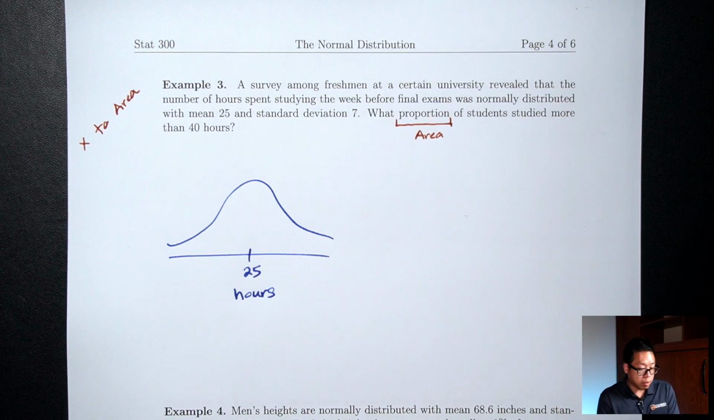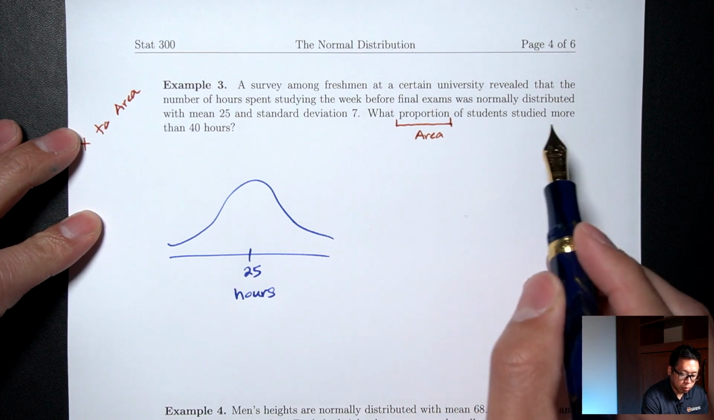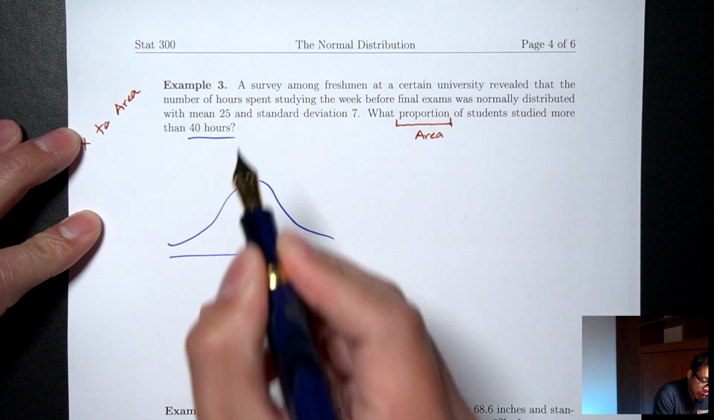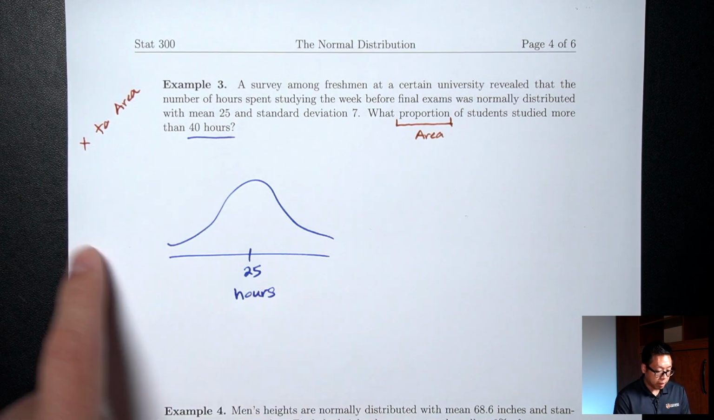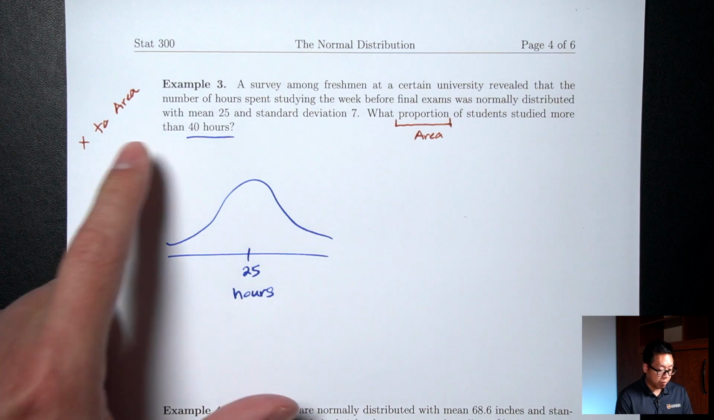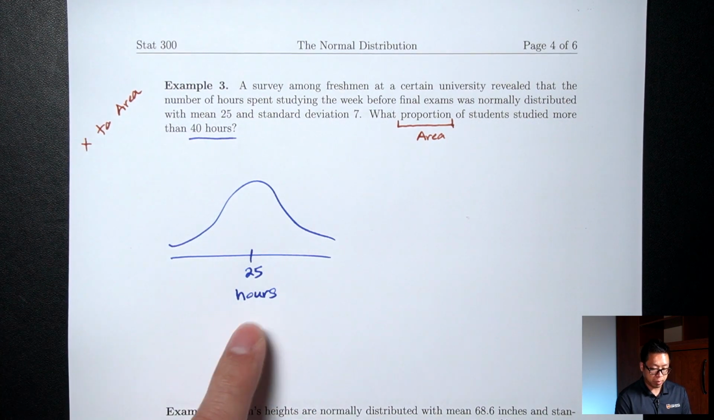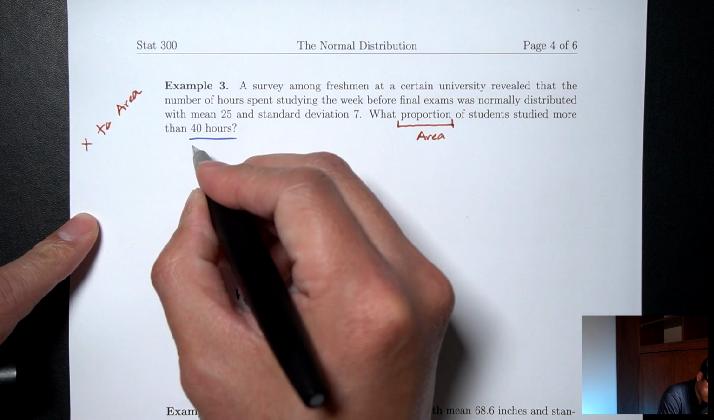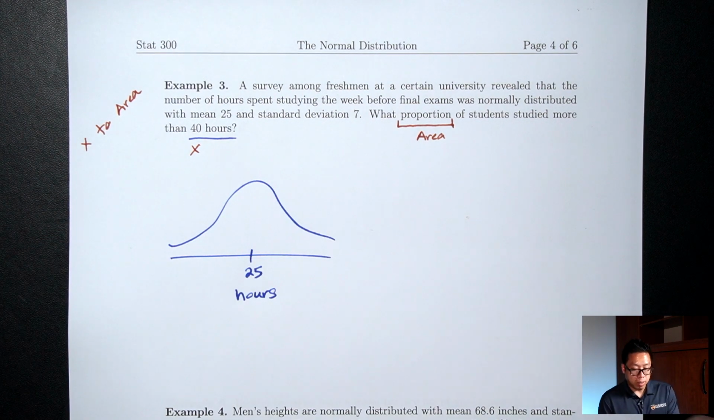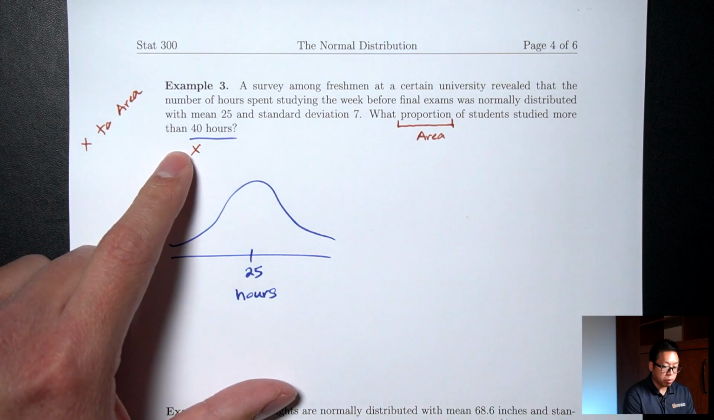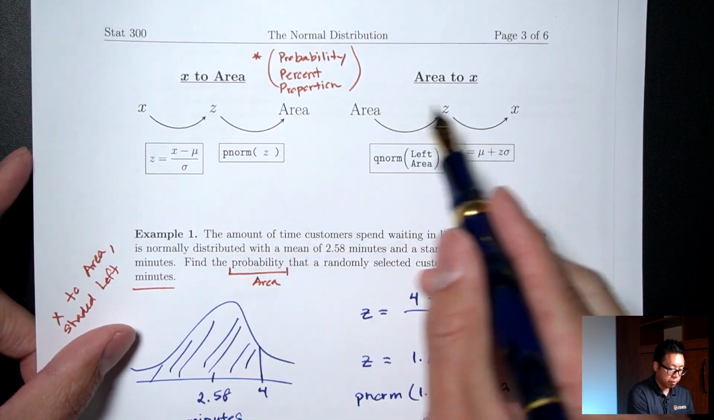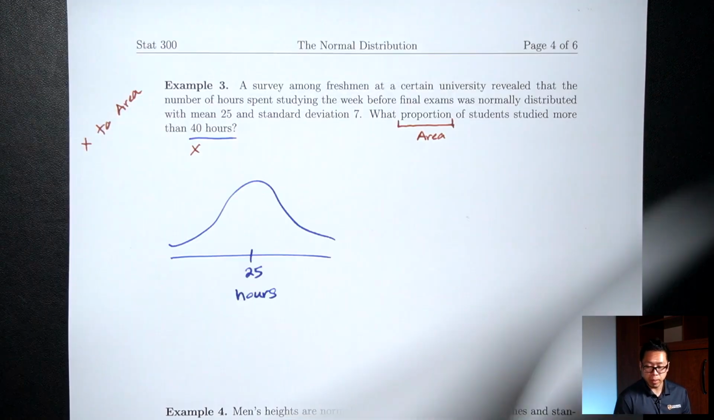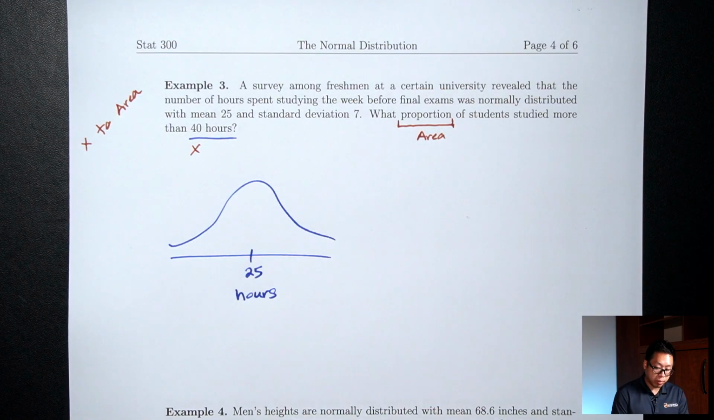Another way to think about it is to look at what else I'm giving you in this very last sentence. What proportion of students study more than 40 hours? What is the 40? That 40 is in hours. We said the x-axis represents hours, so that 40 is an x. So another way to think about it is I'm giving you an x to start. Which one starts with an x? X to area. So this is for sure an x to area question.